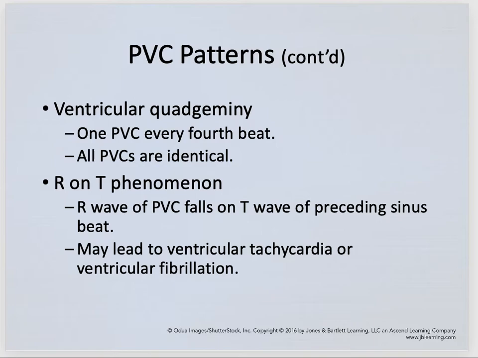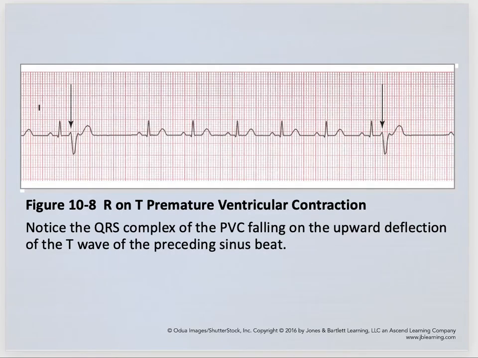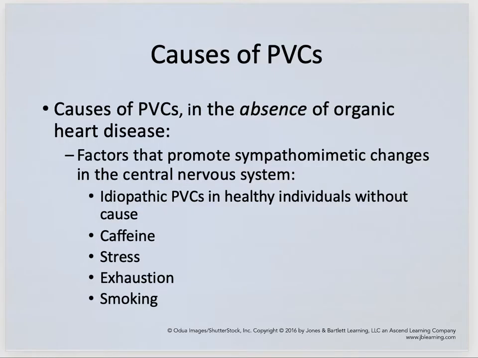Then we have R-on-T phenomenon. The QRS of the PVC falls on the T wave of the preceding sinus beat, and it may lead to what you know as VTAC or VFib. So this is what we call the R-on-T phenomenon. Notice that the QRS complex of the PVC is falling in the upward deflection of the T wave. So that's kind of what's preceding, and what it looks like before it goes into what we know as a run of VTAC.